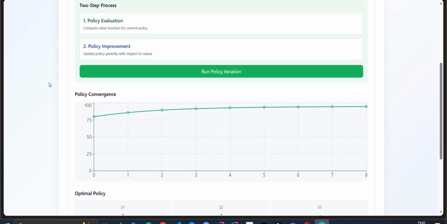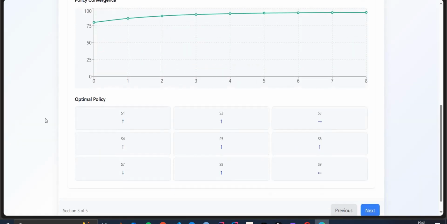When we run policy iteration, this back and forth process continues until the policy stops changing. On the chart, you can see how the policy value gradually converges. It starts somewhere around, let's say 80, and slowly moves toward a stable point near 100, right? Yes, it is 94.7. And that's the algorithm saying, I have found a stable policy, no further improvement possible.